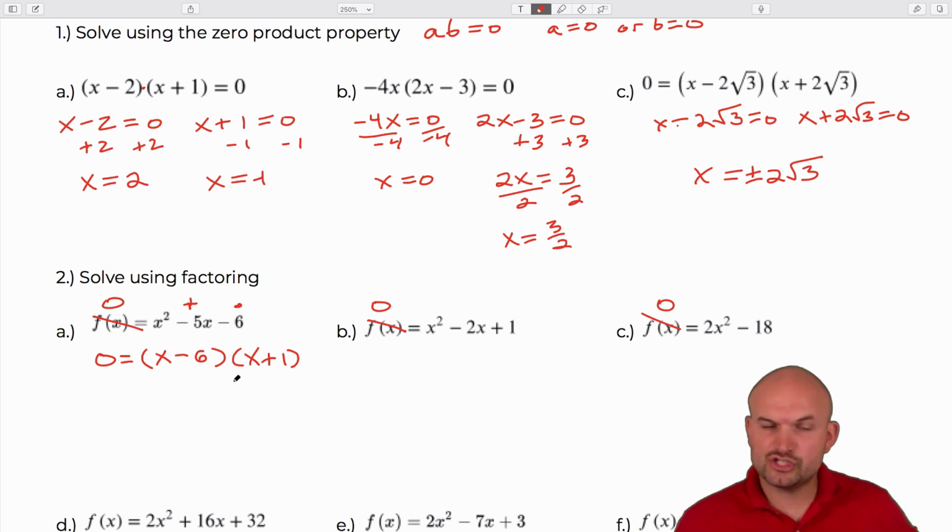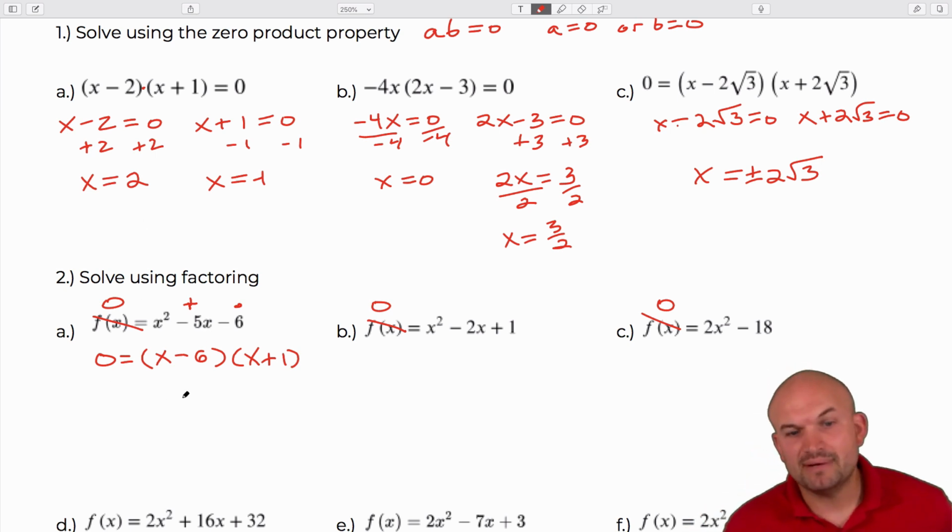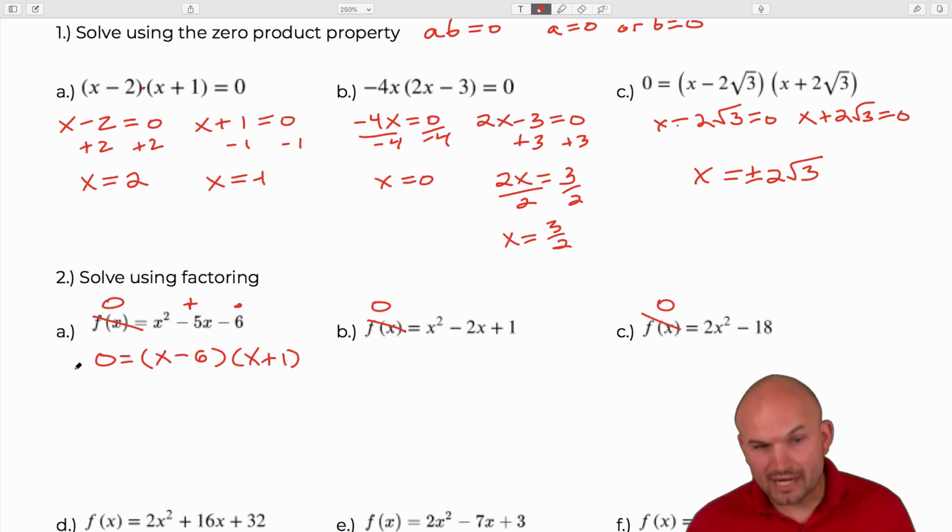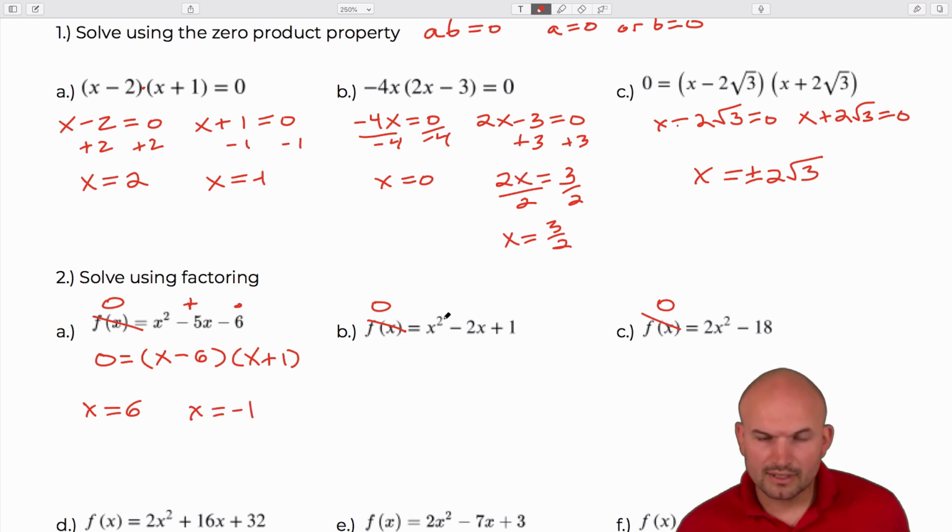And again, guys, you can just check your work by multiplying using FOIL or the distributive property. -6 times 1 is -6. That's a -6x, and that's a positive x, which gives you -5x when you combine like terms. But now I can just go ahead and use my zero product property, and hopefully I don't need to show my work here. You guys can just see that the solutions here are going to be x equals 6 and x equals -1.